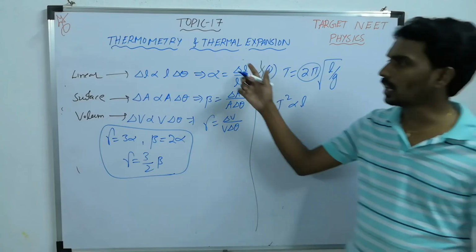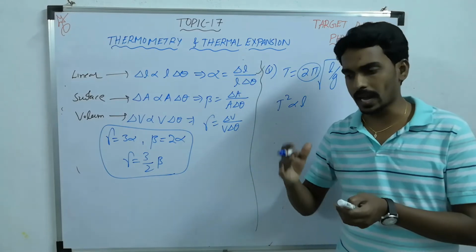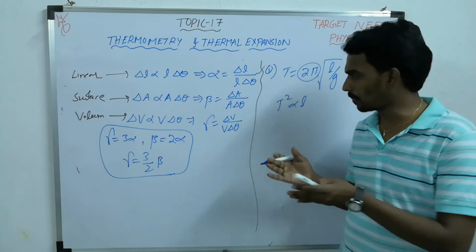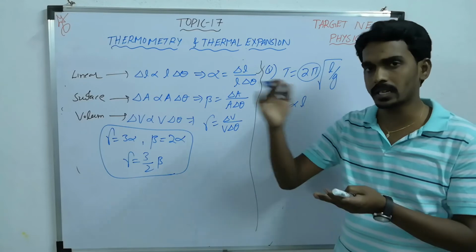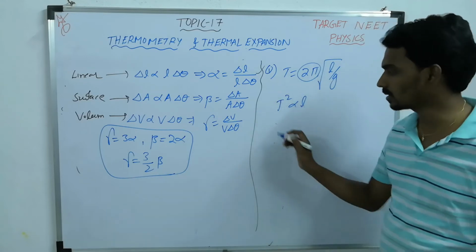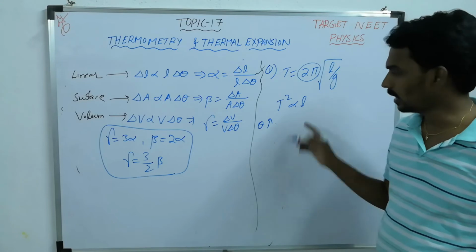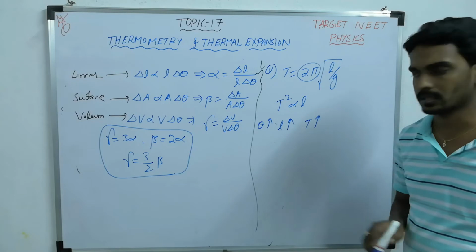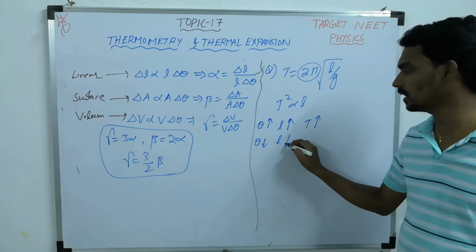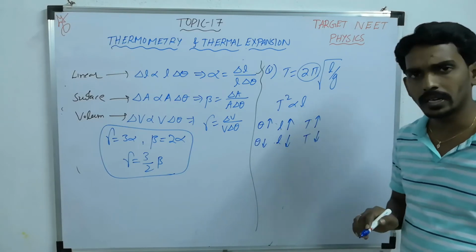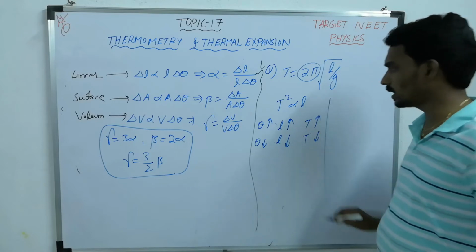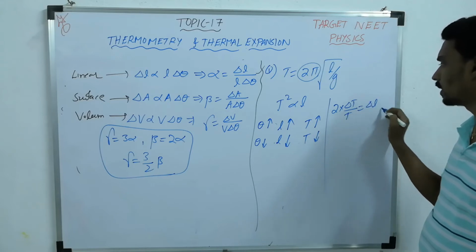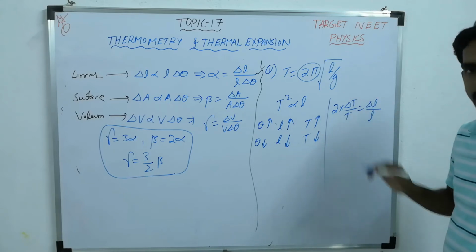See here, we are studying the thermal effect. As temperature changes, length changes. It may increase, it may decrease. Now consider temperature increased. Then length increases, and then the time period also increases. If temperature decreases, length decreases, then time period also decreases. And if you want to calculate the change, 2 times delta T by T equals delta L by L. This is the fractional change.